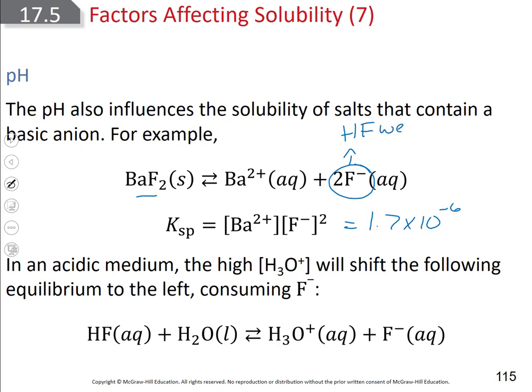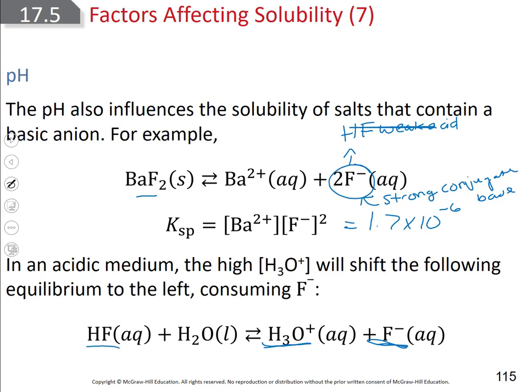Weak acid, which makes F minus a what? Good, strong conjugate base. Base. If I put this into an acidic solution, that acidic solution contains hydronium. Hydronium will react with fluoride to make HF.